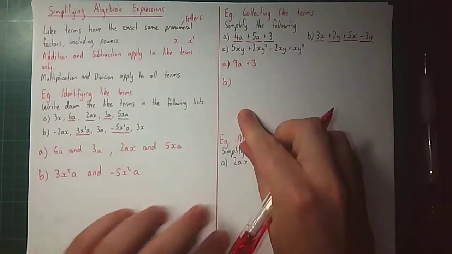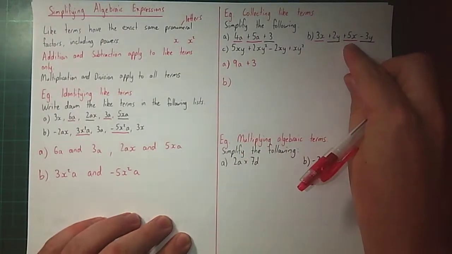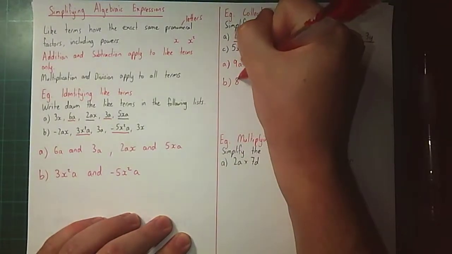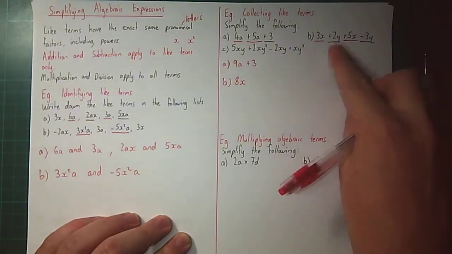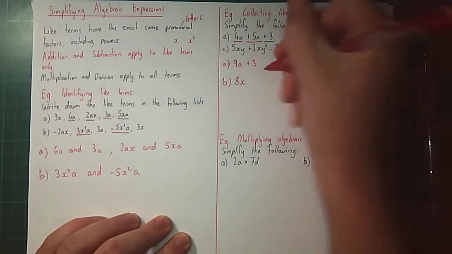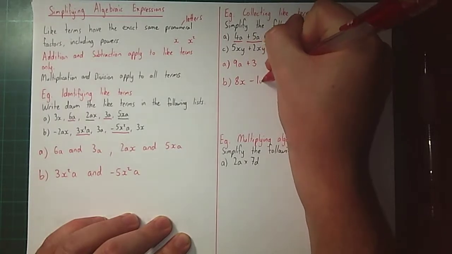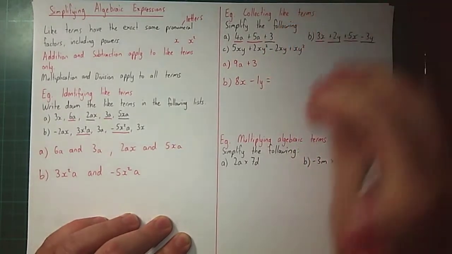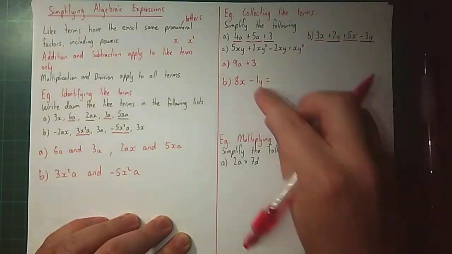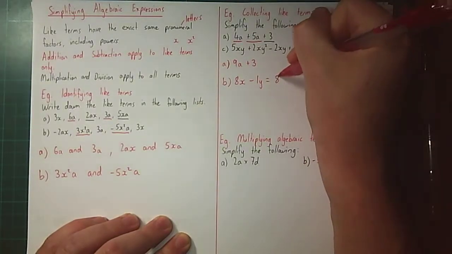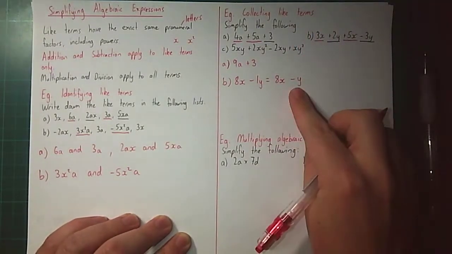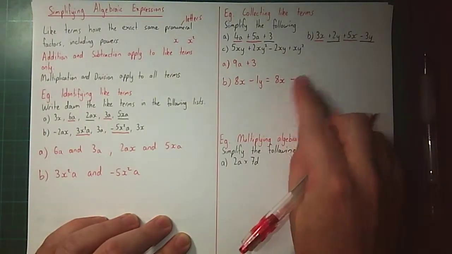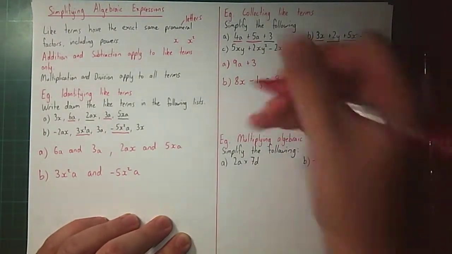So for B, we've got 3x plus 5x, which is going to be 8x, and 2y minus 3y. Well, 2 minus 3 is negative 1, so it's negative 1y, but we can rewrite that because the 1 kind of counts already, so we're just going to have 8x minus y, and that's our answer for B. We can't combine the x and y's because we're just adding and subtracting.